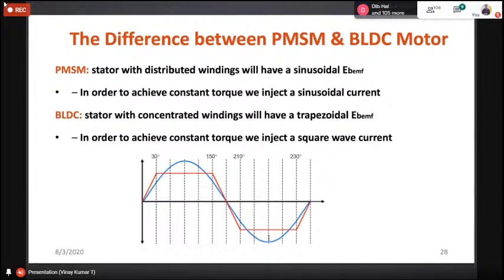Counter EMF is sinusoidal, applied voltage is sinusoidal, so the resultant current drawn by the PMSM is also sinusoidal. But in case of BLDC machine, stator poles are projected type. Stator winding is concentric winding. Because of the concentric winding nature, the air gap MMF always looks trapezoidal. If air gap MMF is trapezoidal, automatically counter EMF is also trapezoidal. Here, if applied voltage is sinusoidal and counter EMF is non-sinusoidal, then the machine will take non-sinusoidal current.